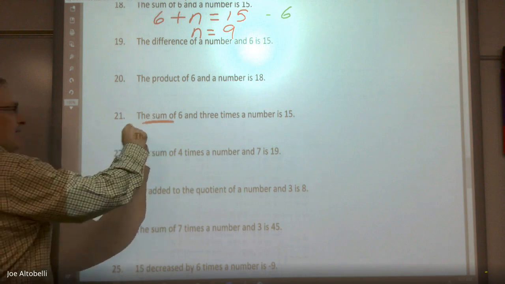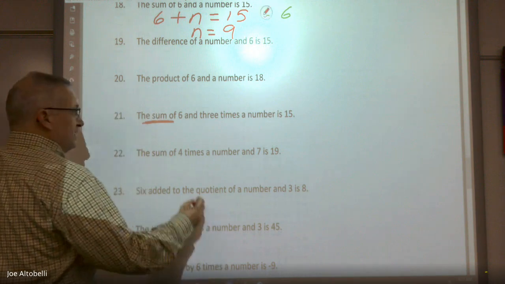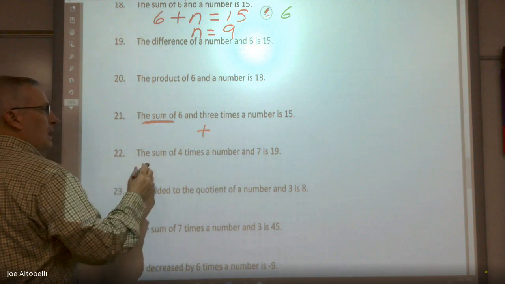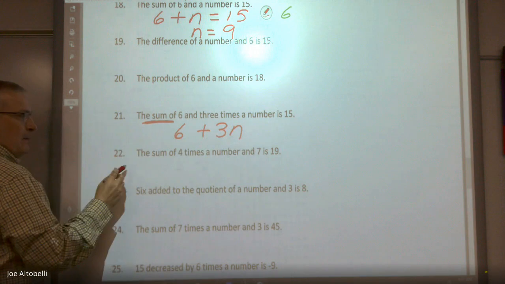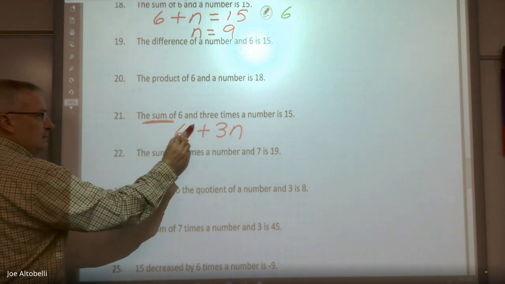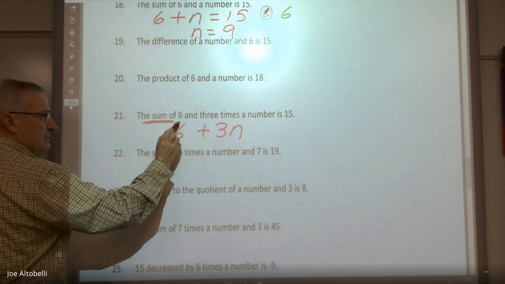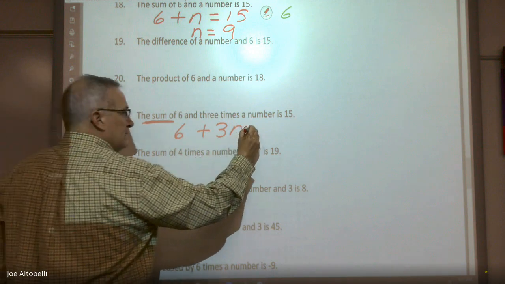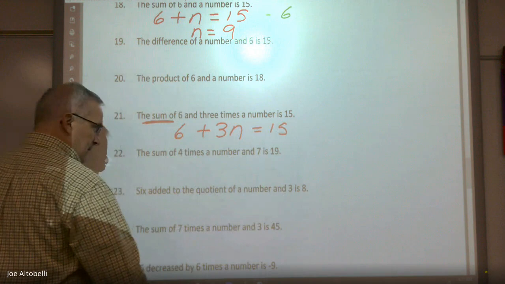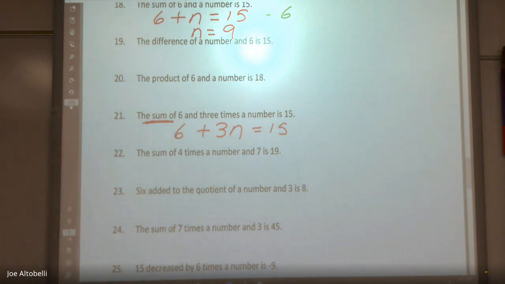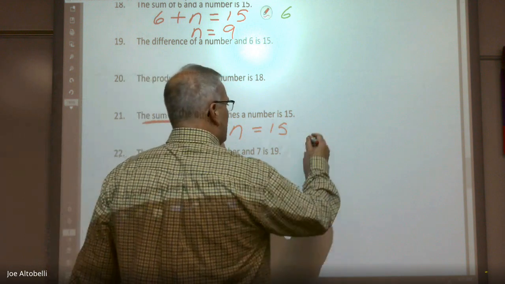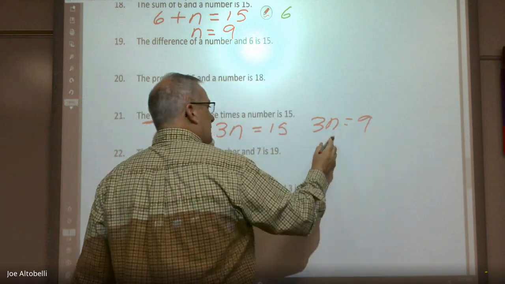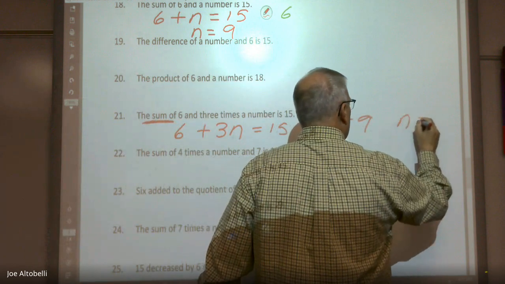21. Remember on 21, this is sum. So it says the sum of 6 and 3 times a number is 15. I don't have enough space there to show all the steps, but first thing you're going to do is subtract the 6. You'll get 3n equals 9, and then divide by 3 and you get n equals 3.